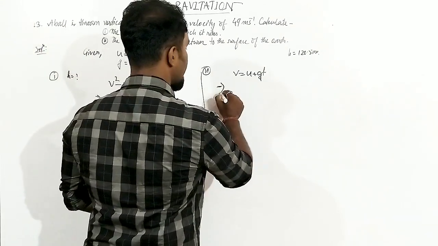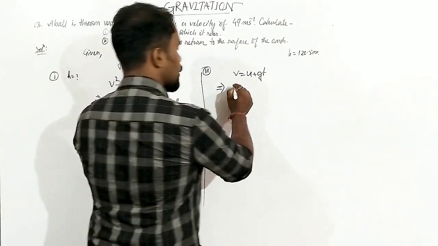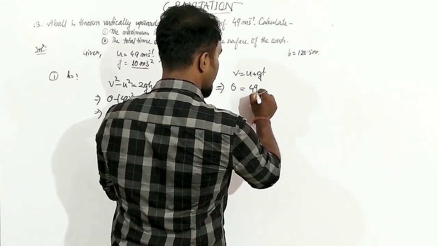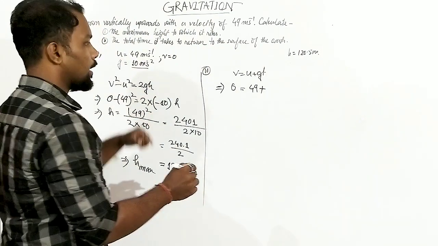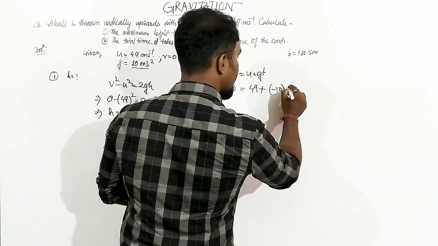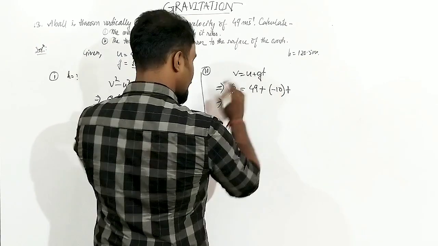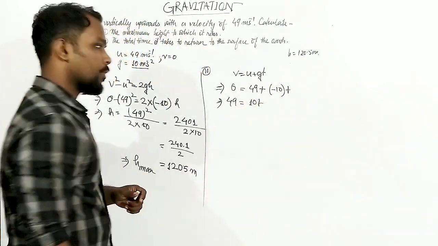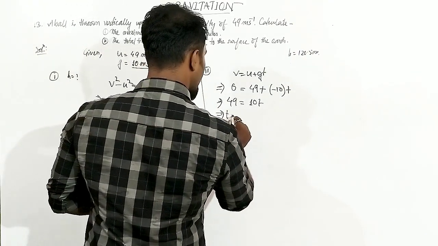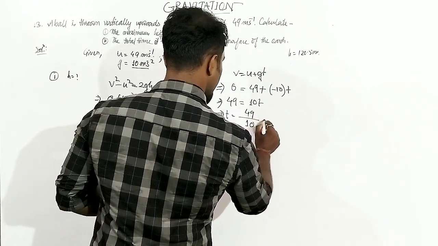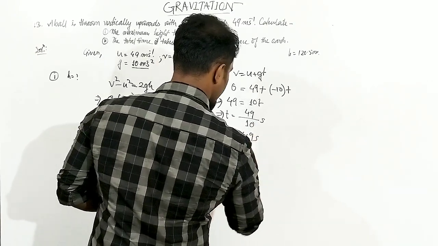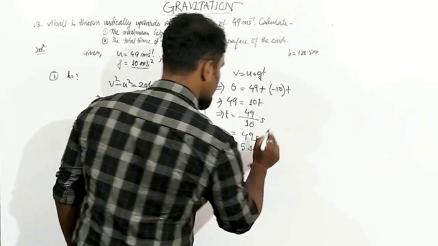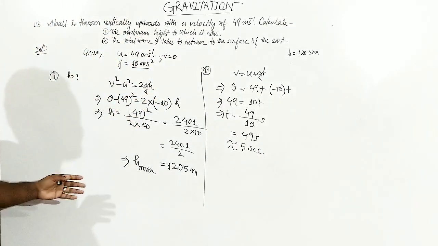So here the v is 0, as we have considered v equal to 0, right? So it is going to be 0. Now what is the value of u given? 49, right? Again we know that g is going to be negative, that is minus 10t. So we will arrange that. What are we going to get? 49 equal to 10t, right? So the value of t is going to be 49 by 10 second, that is 4.9 second, and approximately you can consider that 5 second. So this is the solution of this question, right?